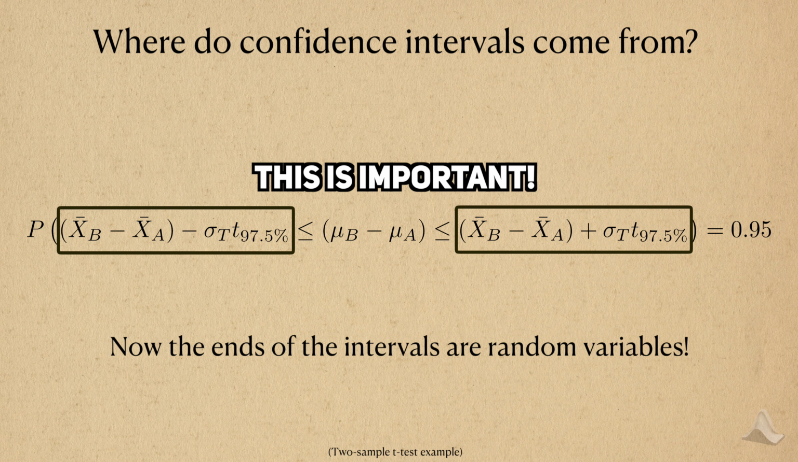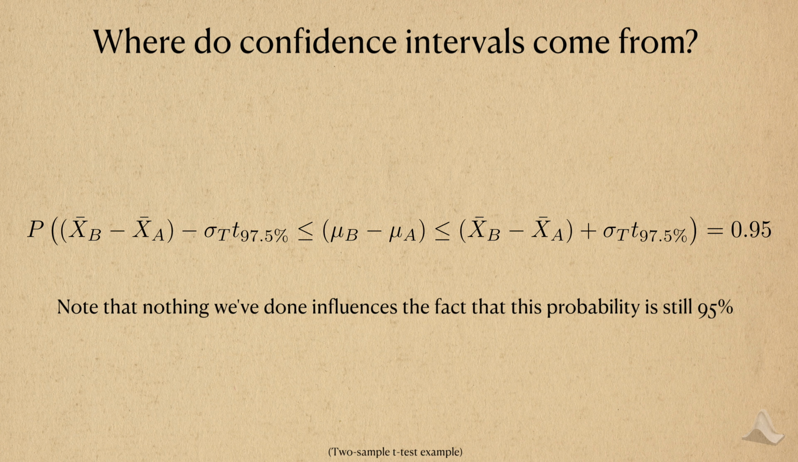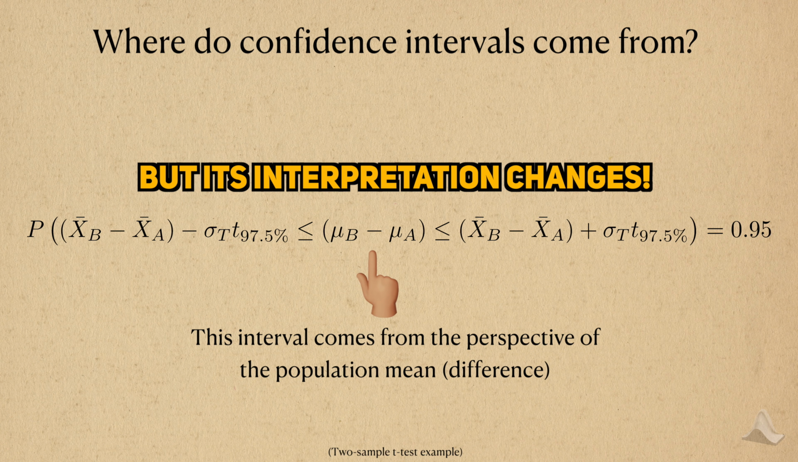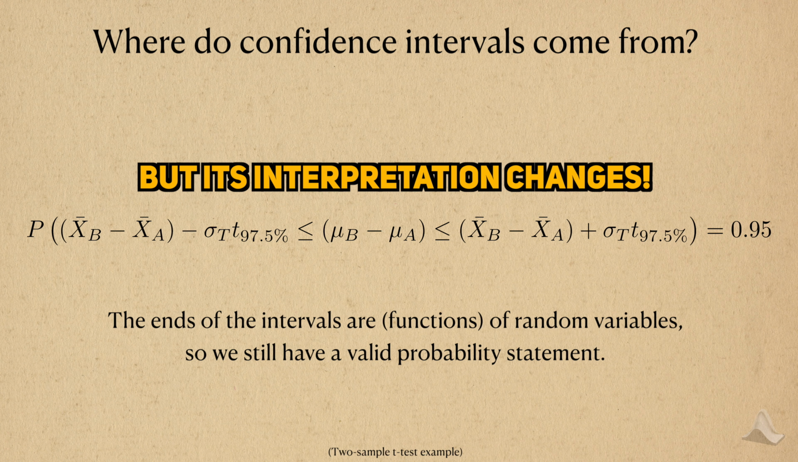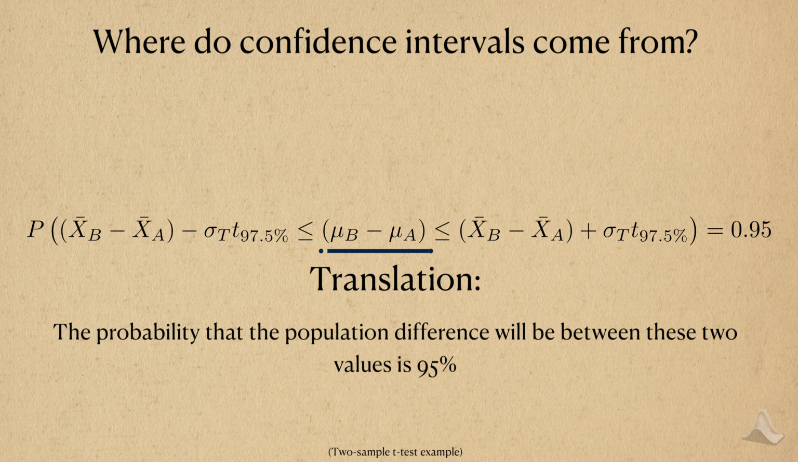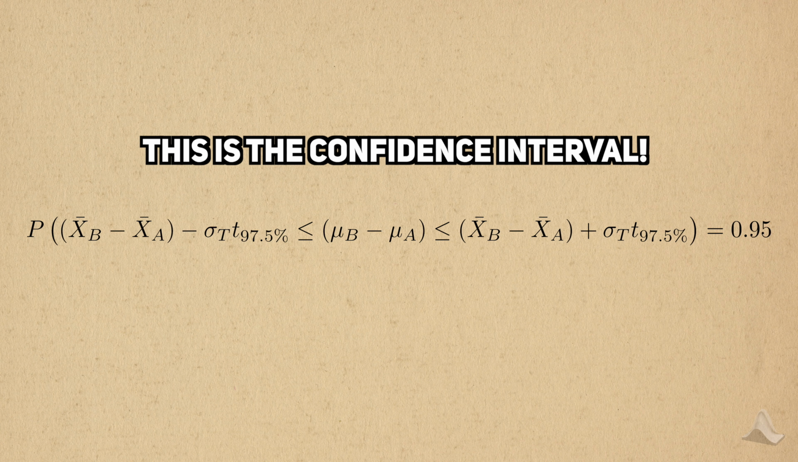This is important. Note that nothing we did influences the fact that this overall probability is still 95%, but it changes how we interpret this probability. We can interpret it in terms of the population mean instead of the test statistic. And it's still a probability statement because the ends of these intervals are still random variables. In simpler terms, the probability that the true population difference falls between these two values is 95%. This is what we call a confidence interval.